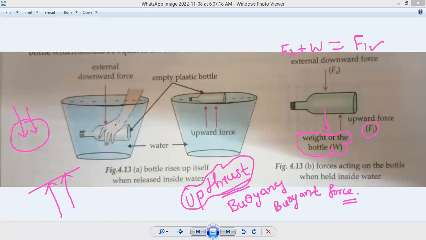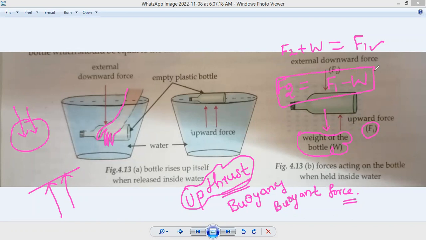Now, how much force has Omar applied? Can you tell me how I found it? How much external force has Omar applied? Can anybody tell me? What is the force applied by Omar? I want an answer. So the force applied by Mr. Omar, F2, is equal to F1 minus W. Is it right or wrong, Hitakshri?